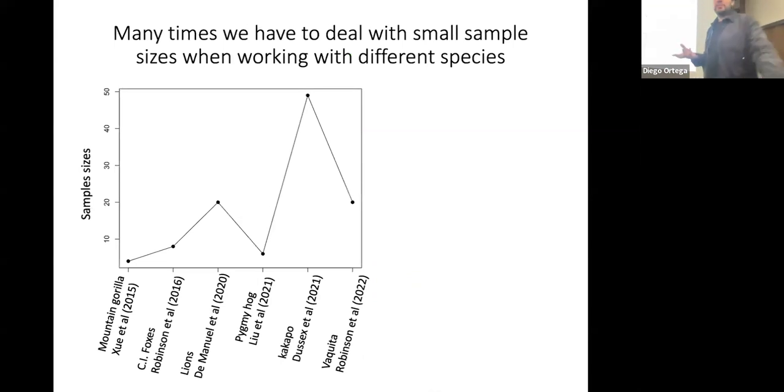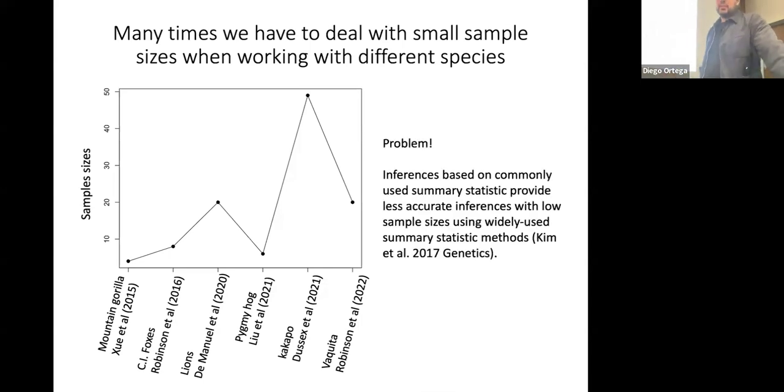The thing is that many times when we want to make assessments about extinction risk, you have small sample sizes. When I talk about small sample sizes, I mean fewer than 50 genomes, and you want to make a management decision. One particular caveat is that inferences based on commonly used summary statistics are less accurate with low sample sizes, using methods such as FitTally, and this is something that has been known before. So the challenge here was to see if we can develop an inference method that can infer the distribution of fitness effects more accurately when you have low sample sizes, and overall get better inferences of the distribution of fitness effects.